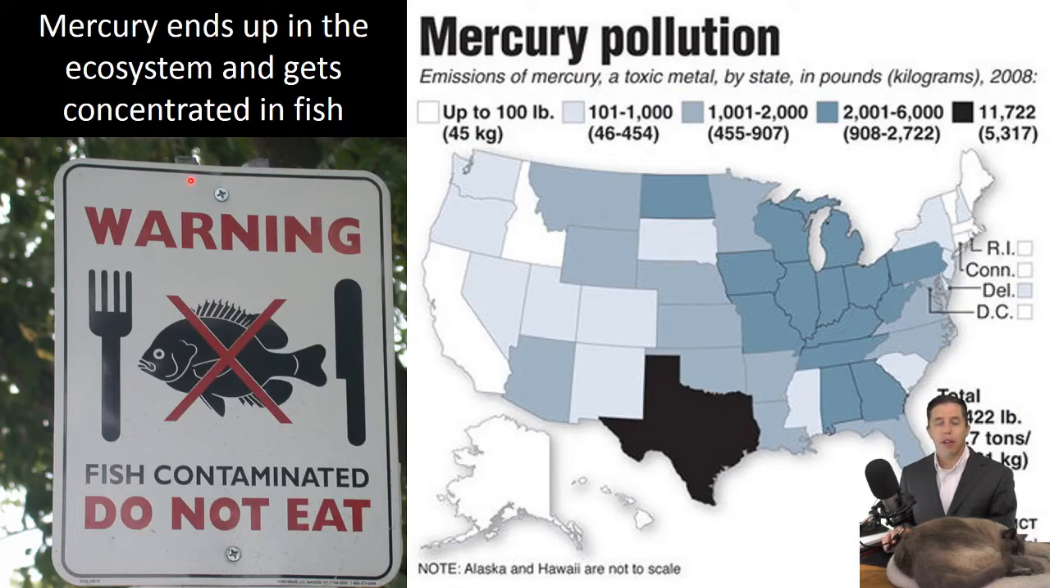Now, mercury ends up in the ecosystem and can get concentrated in certain organisms like fish. Somehow or another, the biology of fish is such that mercury gets concentrated in fish tissues. And there's places where the fish have so much mercury that you can't eat the fish. Mercury is a neurotoxin. It causes brain cancer, among other things.